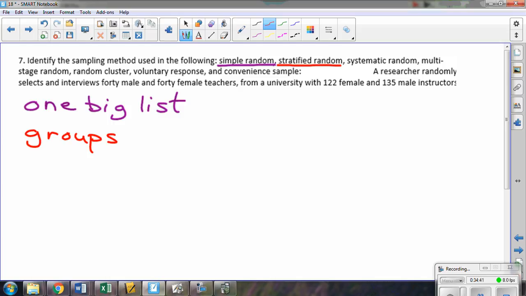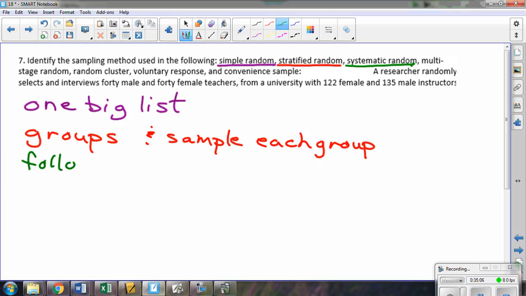People get split up into groups, and then you take a sample from each of the groups. Every single group will get picked. It's just not everybody in each group. It's a couple people from every group. For systematic random, you will randomly pick the first person, but then you follow a predetermined rule to pick the second person, third person, fourth person, and so on. But it follows a rule.